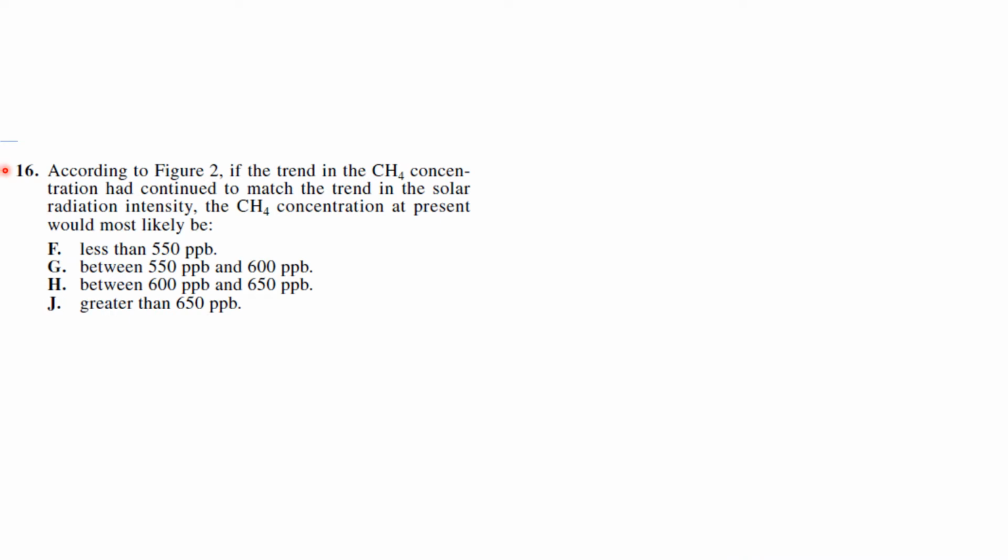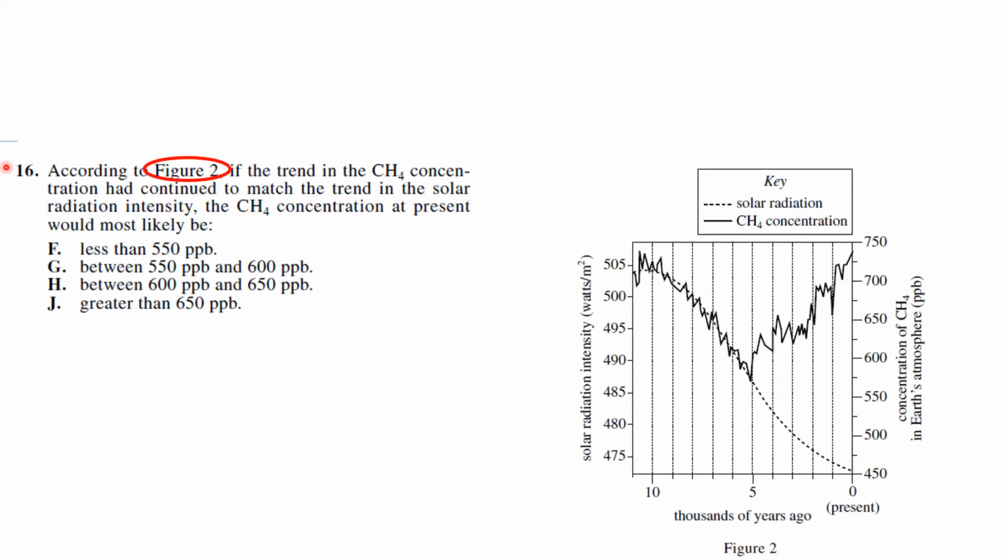Number 16 is an if suppose why question. According to figure 2, if the trend in CH4 had to continue to match the trend in solar radiation intensity, CH4 concentration at present would be... All right, so we're using figure 2, and CH4, the straight line, is going to match the solar radiation line. So at present, it would be less than 550.